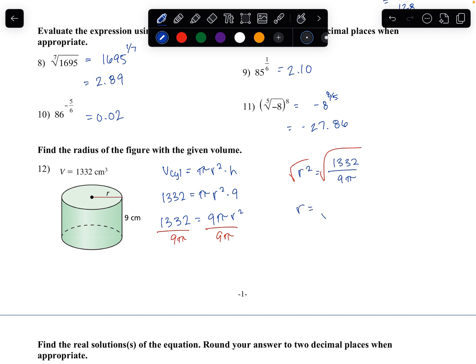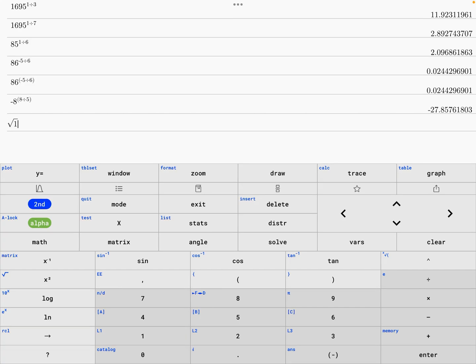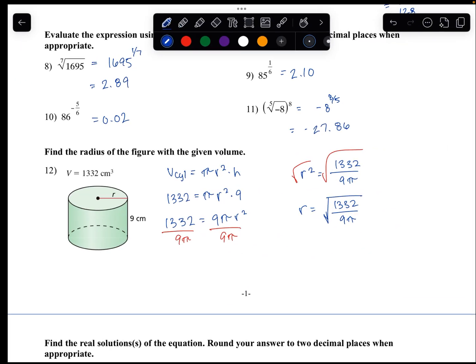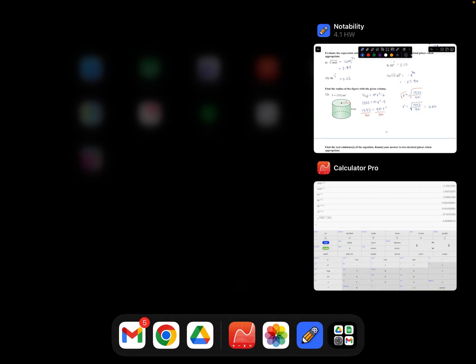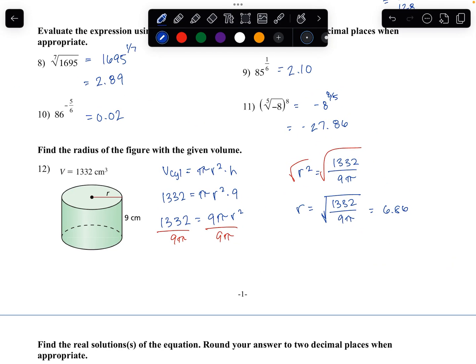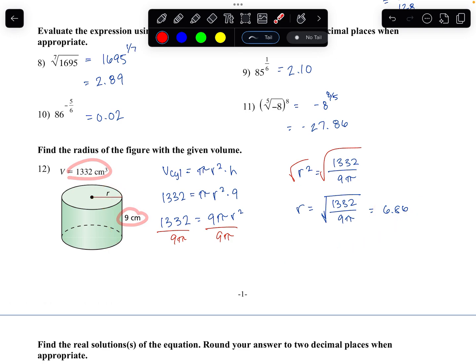And r is equal to the square root of 1332 over 9 pi. So that's what I'm going to put into my calculator. So the square root of 1332 divided by, I'm going to use parentheses around this denominator, 9 pi. To enter, and I got 6.86. So I said 86, right? Yeah. Okay, so there you go. That would be the radius of this cylinder right here, where with the height of 9, I would get a volume of 1332.